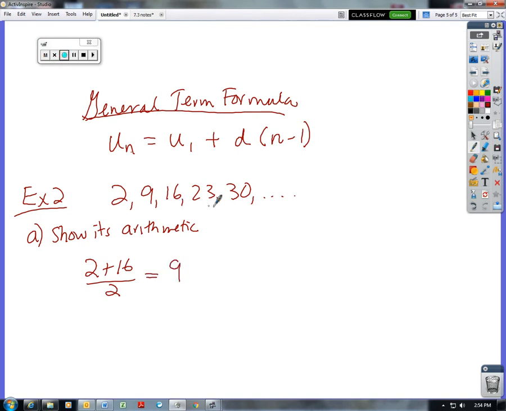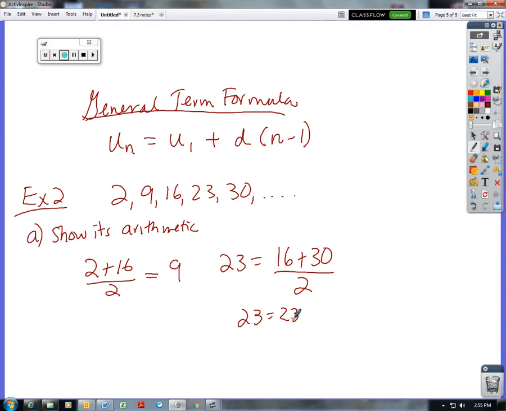And then you could just work your way up. Let's skip up a bit and show that 23 is the arithmetic mean of 16 and 30. The sum of 16 and 30 is 46, and 46 divided by 2 is 23. That's just the thought that came to my mind when I saw this.